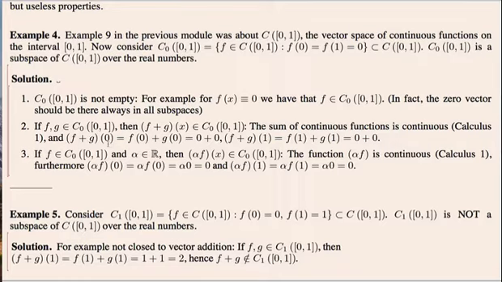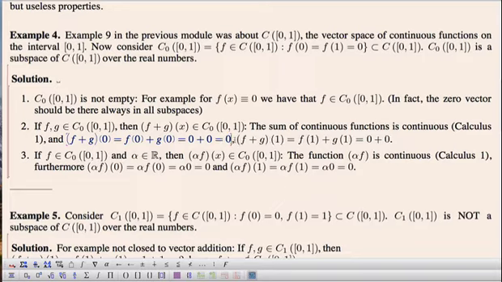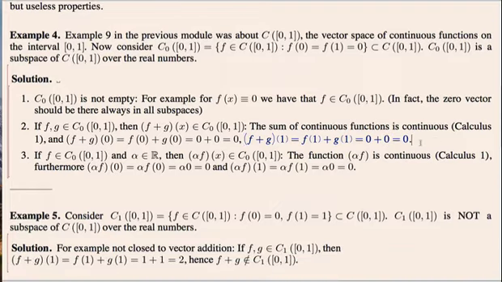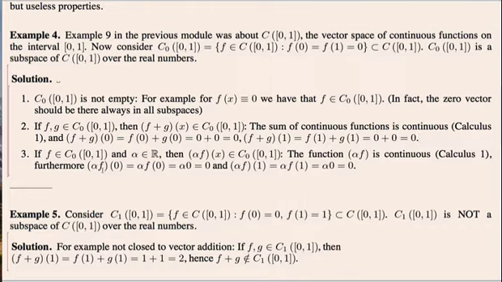So f plus g, the sum function, evaluated at 0, is obtained by plugging in 0 separately into f and g and adding those values together. Since both of these are 0, we get that this is 0. And similarly, the sum function at 1 is f of 1 plus g of 1, which is 0 plus 0, and that equals 0. That means we have closeness to addition, because the sum function is also in this C0 set.